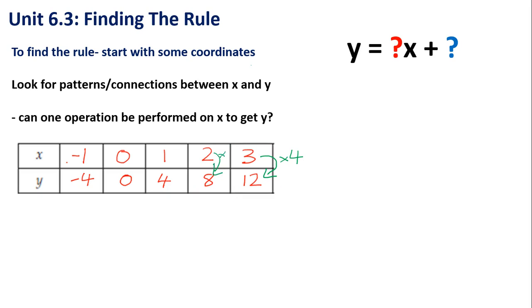So let's see, 2 times 4 is 8, 1 times 4 is 4, 0 times 4 is 0, negative 1 times 4 is negative 4. So multiplying by 4 fits all of our coordinates. So the rule must be y equals 4x. The x value has to be multiplied by 4 to get to the y value.